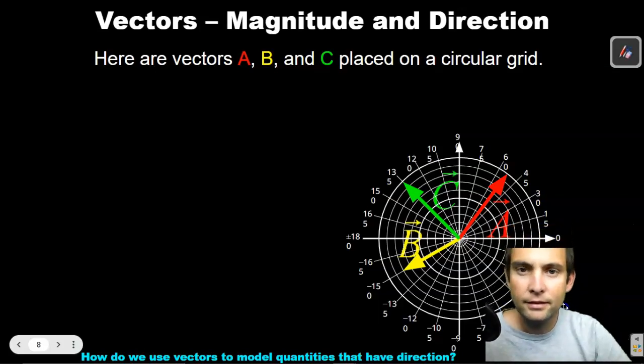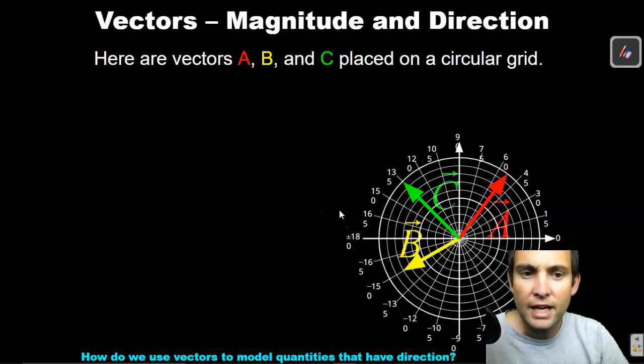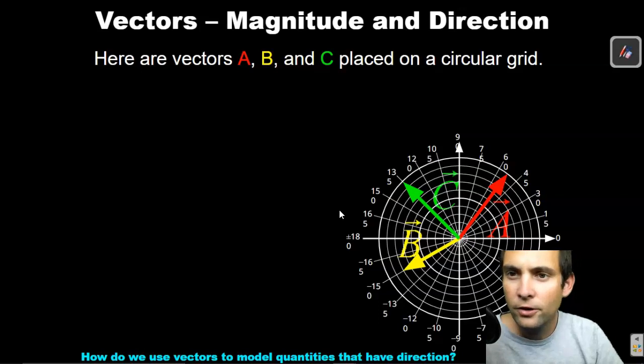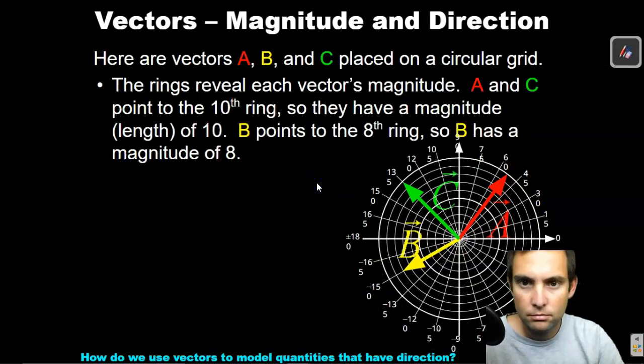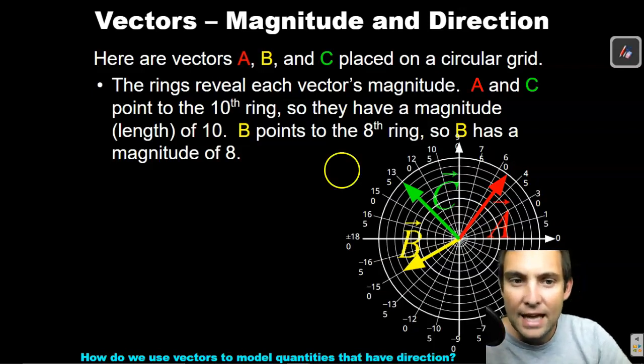Alright, so let's dig in. Let's see, we have vectors A, B, and C placed on a circular grid. The rings reveal each vector's magnitude. A and C point to the 10th ring.